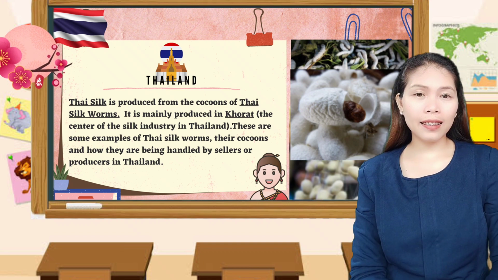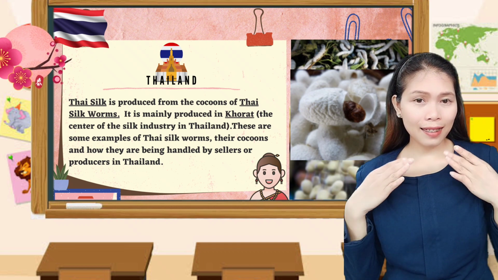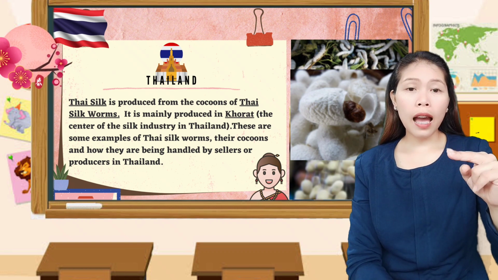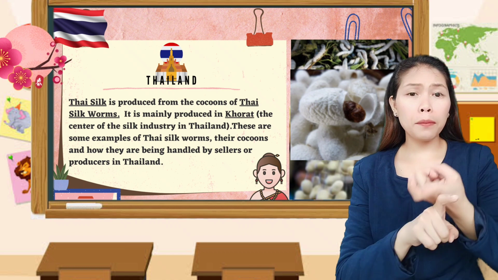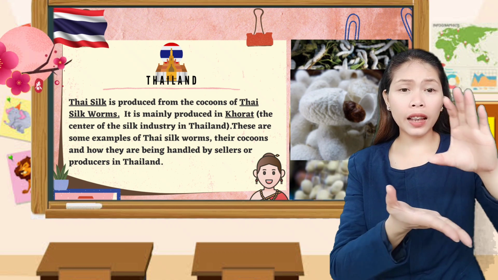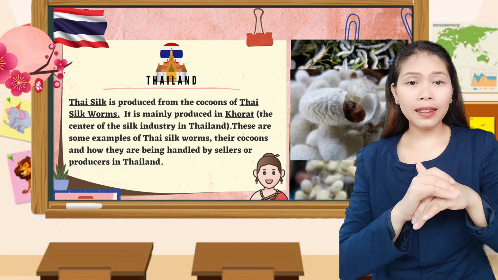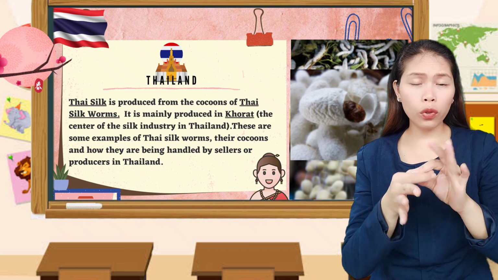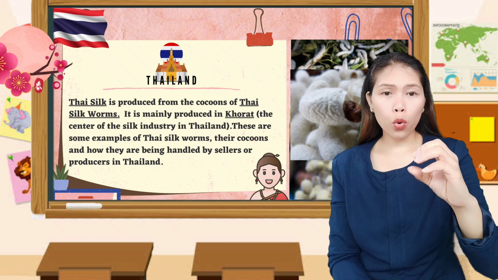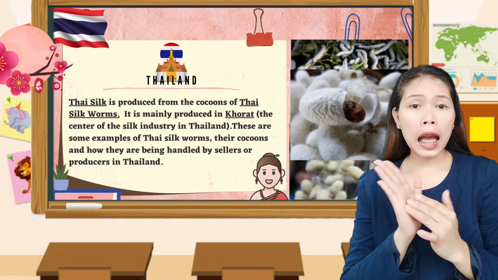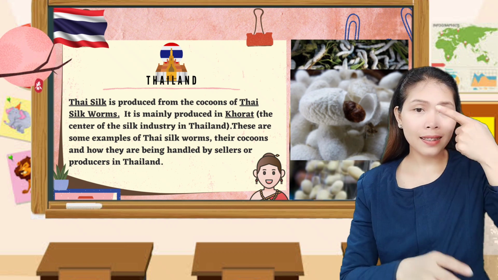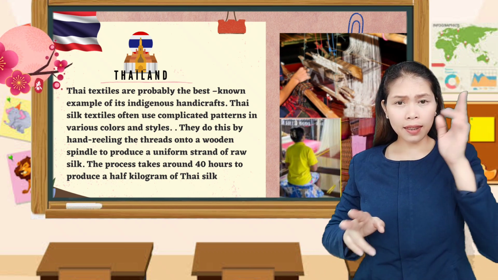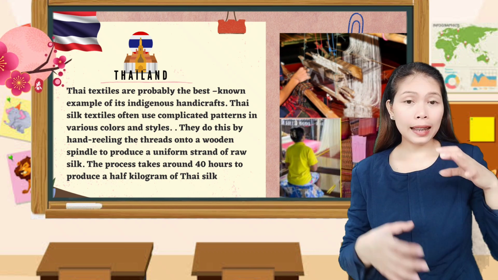Thailand. Thai silk is produced from the cocoons of Thai silkworm. It is mainly produced in Korat, the center of the silk industry in Thailand. These are some examples of Thai silkworms, their cocoons, and how they are being handled by sellers or producers in Thailand.